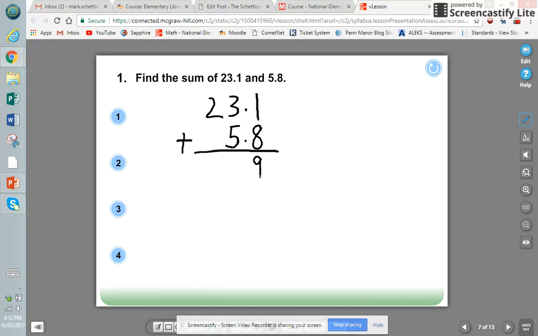So after we set this up, we can just go ahead and add. 1 plus 8 is 9. Bring the decimal straight down. 3 plus 5 is 8. And 2, there's nothing there, it's a 0, is 2. So the answer for the sum of 23 and 1/10 plus 5 and 8/10 is 28 and 9/10.